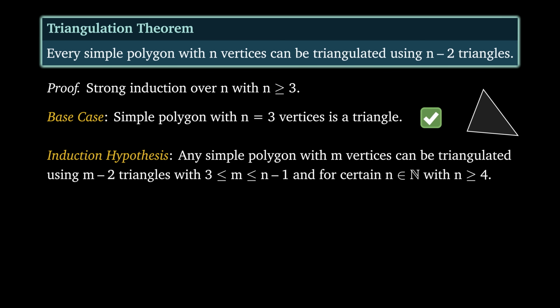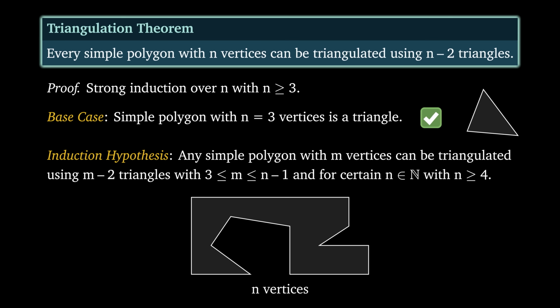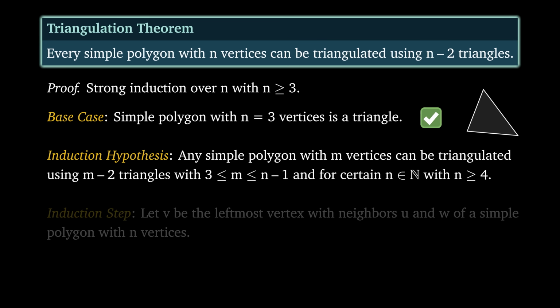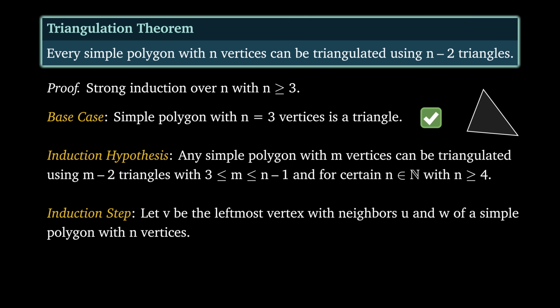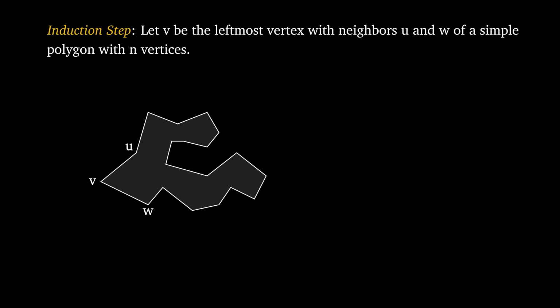For the induction step, we have to take a simple polygon with n vertices and have to show that it can be triangulated using n-2 triangles by applying the induction hypothesis. To show this, let v be the leftmost vertex of the polygon with neighbors u and w. Note that such a leftmost vertex always exists since the polygon is finite. Now there are two cases we have to distinguish.